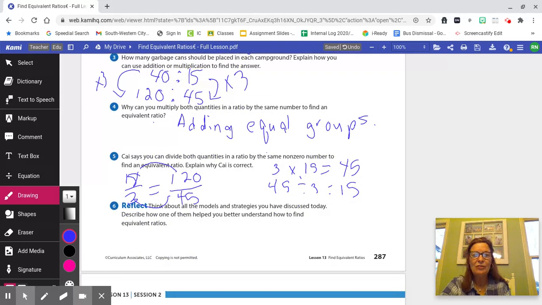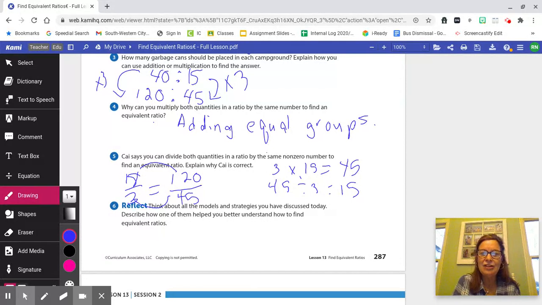Number 6, reflect. Think about all the models and strategies you have discussed today. Describe how one of them helped you better understand how to find equivalent ratios. You can stop the video and write down what helped you. Is it the pictures? Is it a table? Is it writing multiplication or drawing a model of it? What helps you understand how to find equivalent ratios?